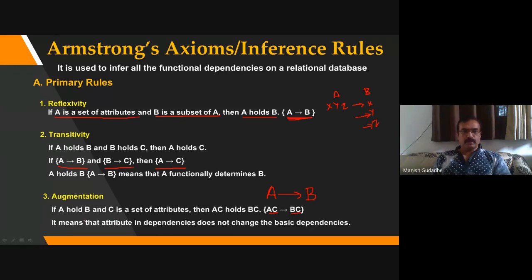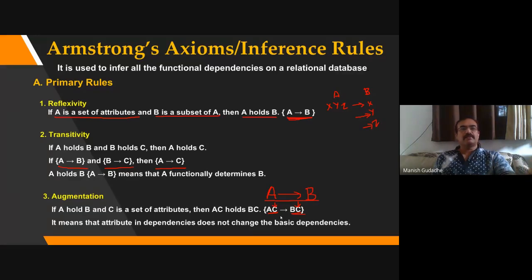It is also possible. So this is called augmentation, where A determines B is already there and we are just increasing the size of inputs. We are just multiplying with C on both sides. C can be a single attribute, C can be a set of attributes. A, B can also be sets of attributes. I'm just using the terms A and B, but they can be sets of attributes. So these are the 3 primary rules: reflexivity, transitivity, and augmentation. These you can remember. Then we can move further.